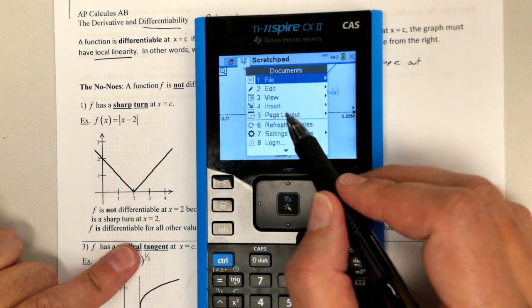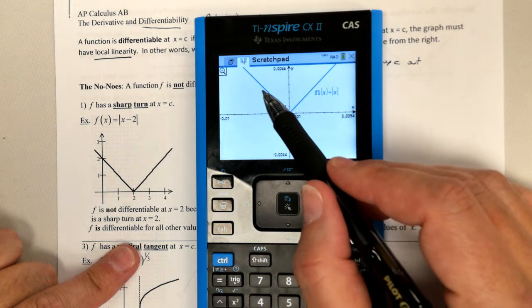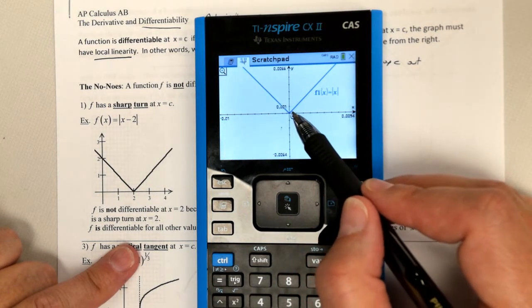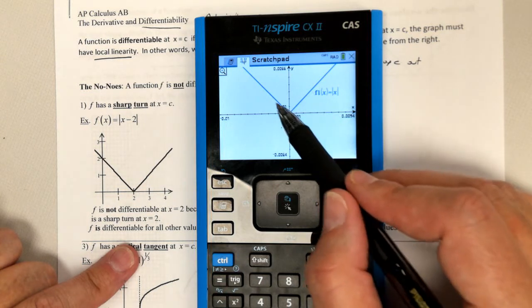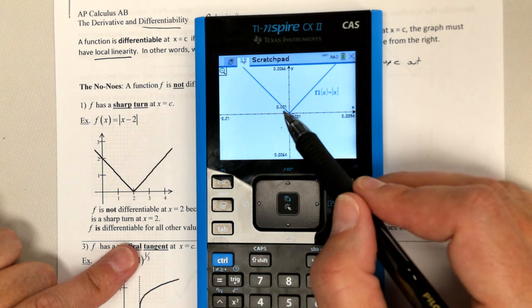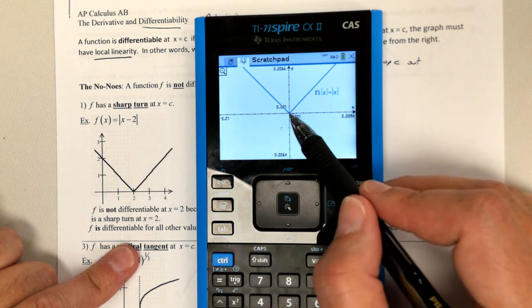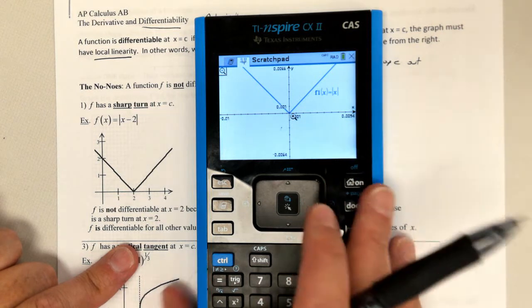If we notice at this point, here we have the slope going in, and here we have the slope going out. Clearly, they aren't the same. So we say that this does not have local linearity. So it's not going to be differentiable, and therefore, we cannot find the derivative of this.